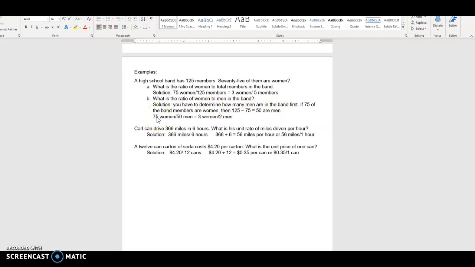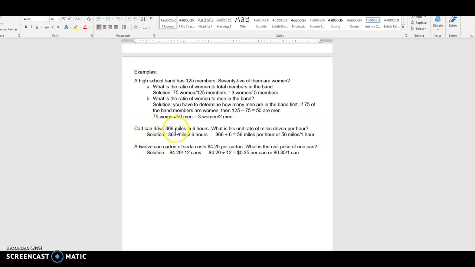They wanted to determine the ratio of women to men. So women was the first thing listed, so it's going to go as the numerator. The men was the second thing listed, so they're going to go as the denominator. And when I simplify it, I have 3 women to 2 men. This will be the rate in this particular example. Now here's another one. You may have to use this in real life.